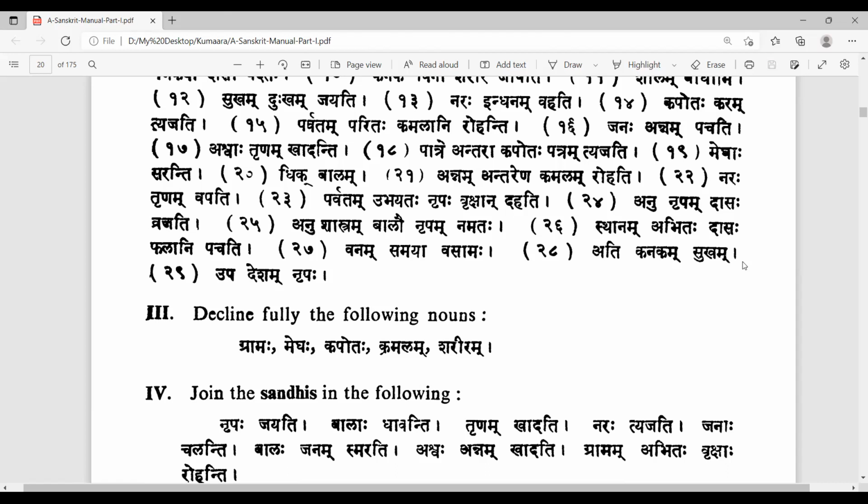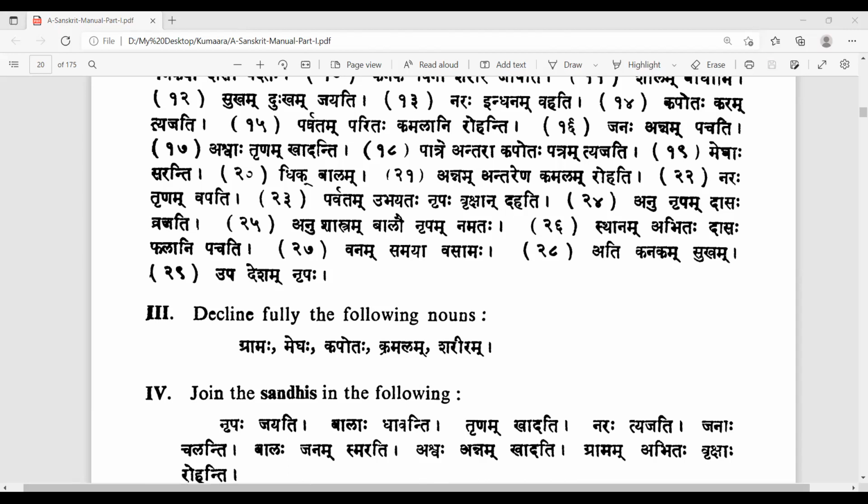Upadesham nripaha. Upadesham. So kaha asti is the kriya padam. Kaha asti, nripaha asti, putra asti, upadesham. So, the king is near the country. Yes, near the country. One minute. Yes, sir. Let me check that.